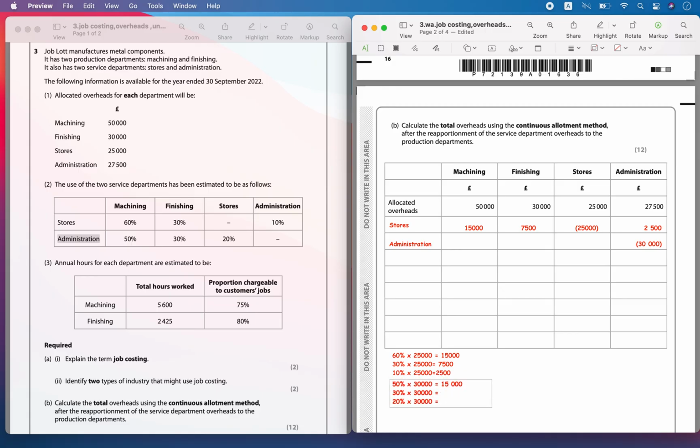Then you have 30 percentage, 0.3 times of 30,000, that is equal to 9,000. And then you have 20 percentage of 30,000, which is equal to 6,000. So now let's discuss 15,000 coming from the admin department. And then I have 9,000 coming from the admin department to the finishing department. So I'm getting the cost of this to add up here, and then 6,000 to the stores.